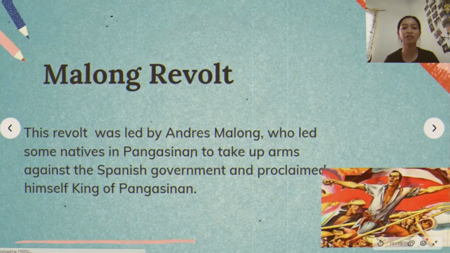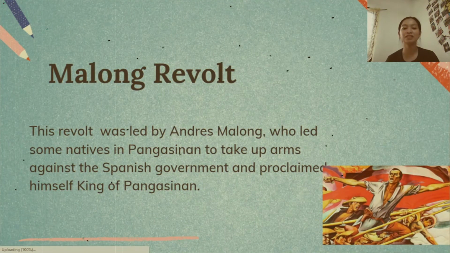Last is the Malong Revolt. This revolt was led by Andres Malong, who led some natives in Pangasinan to take up arms against the Spanish government. In this revolt, he proclaimed himself as king of Pangasinan.